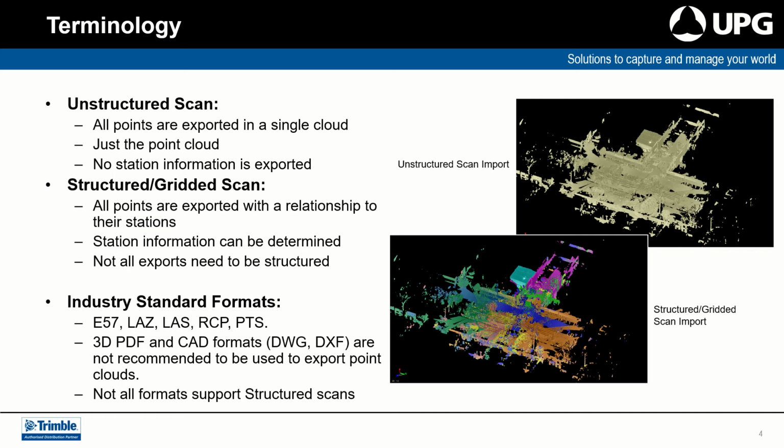So when you've downloaded raw data into the office, you can see that you can turn off and on individual scans. If you export an unstructured scan from Office software, it is just going to be the entire point cloud. You can't have any single setup or scan station information associated with it. When looking at a structured or gridded scan, those setup stations are exported as well. So when you download data into Office software, it is considered a structured or gridded format, allowing you to turn on and off individual scans as required.